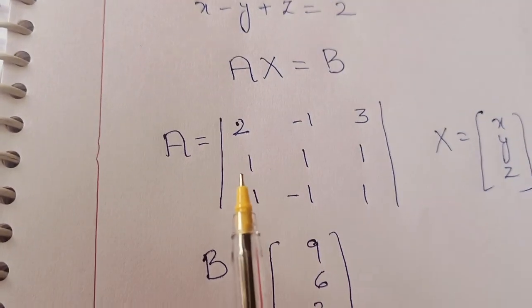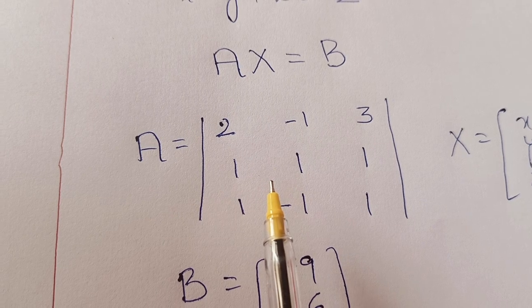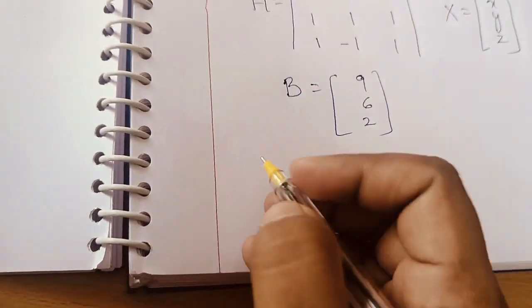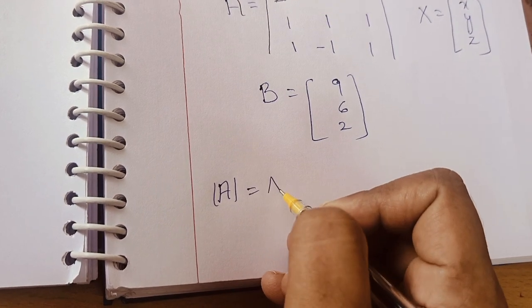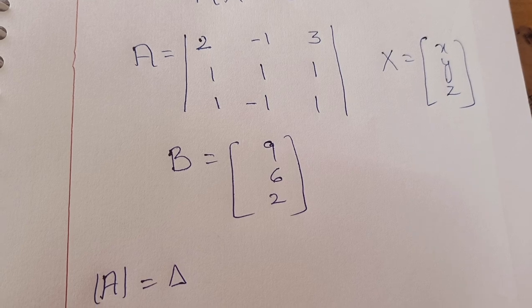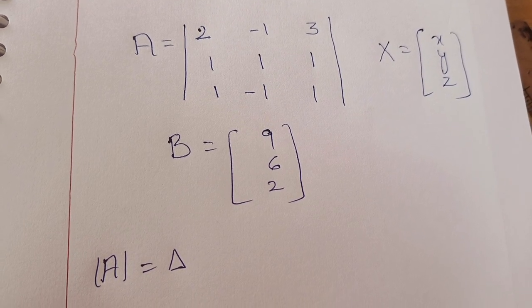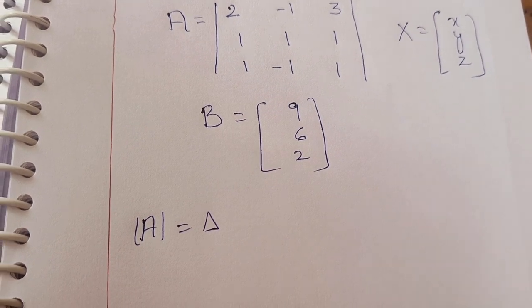Here we will find the determinant of A. Determinant of A is also denoted by the symbol delta. Here we will find this value. If it is not equal to 0, then this is known as non-singular matrix and Cramer's rule is applicable.